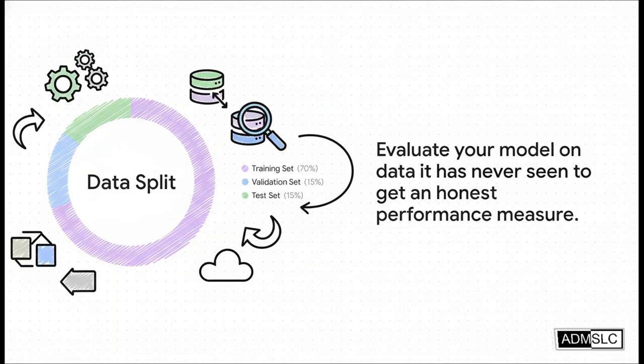The absolute golden rule here is that you must evaluate your model on data it has never, ever seen before. So what we do is we split our data up. We use the biggest chunk, the training set, to teach the model. We use a smaller validation set to tune it, and then we keep one final untouched test set locked away until the very end to get a final honest grade on how well it performs.